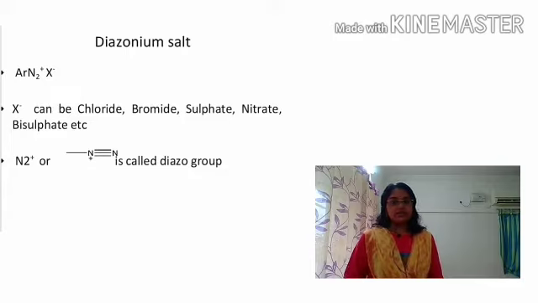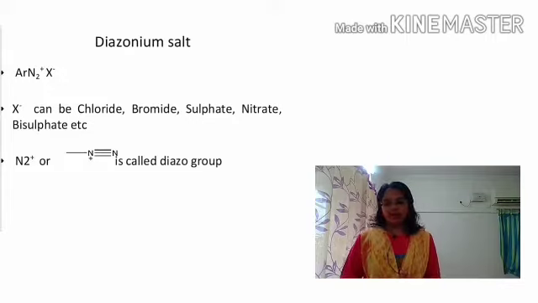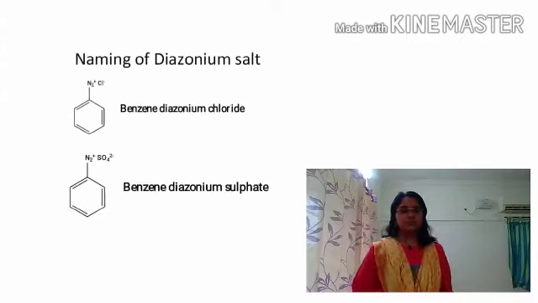Why is it termed as diazonium ion? Because it contains two nitrogen atoms, and these nitrogen atoms are otherwise called azo, and onium is derived from the ammonium ion. That is why it is termed as diazonium ion.